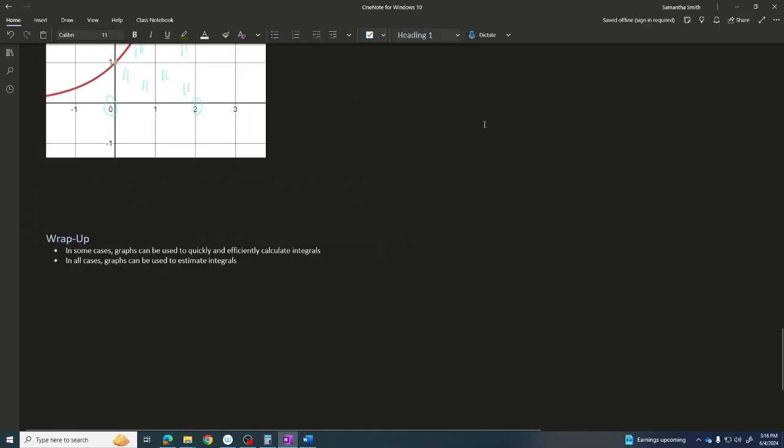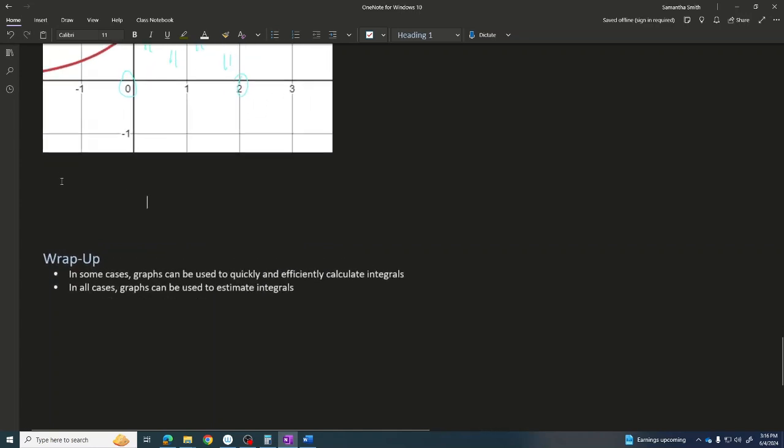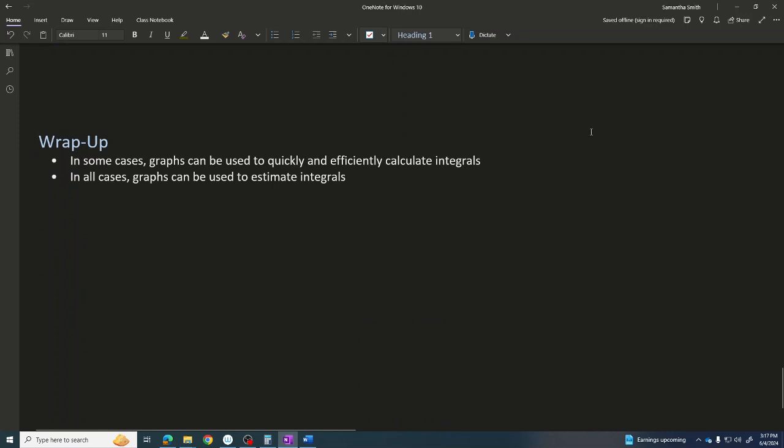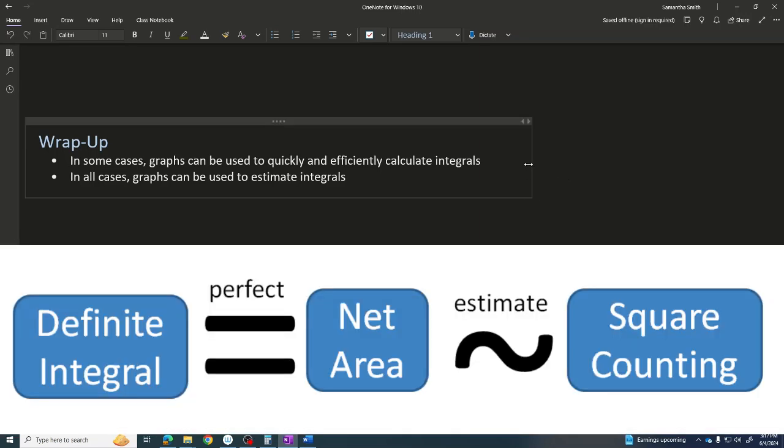Okay, so that concludes today's video. The point of today's video is that sometimes when you have geometry, when you have symmetry that you can use, graphs can be used to very quickly and efficiently determine the exact value of a definite integral. Even if you cannot use symmetry, even if you cannot use geometry to find the net area exactly, graphs can always be used in all cases to estimate the value of a definite integral.